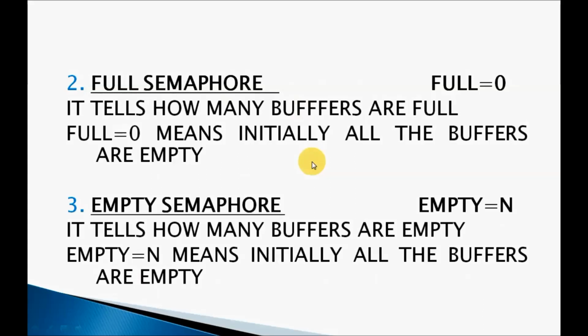Now, what is a full semaphore? Initially, the full value will be 0. So, full semaphore, what it does? It tells how many buffers are full. Suppose if full is 0 means what?